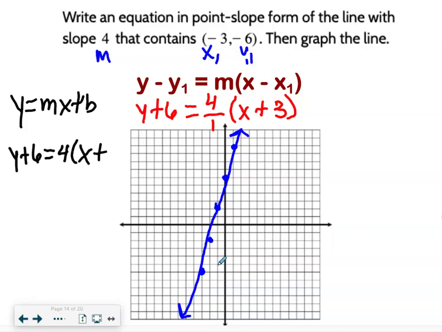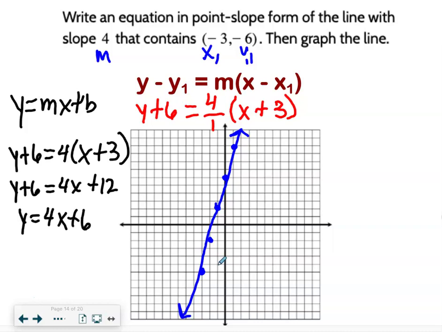So here's my point slope form. What would I do first? Distribute. So I get 4x plus 12, plus 12, and then what would I do? You subtract 6. And now let's just see if we did it right. So this is saying my slope's 4, which is what I have, and my y-intercept is 6.